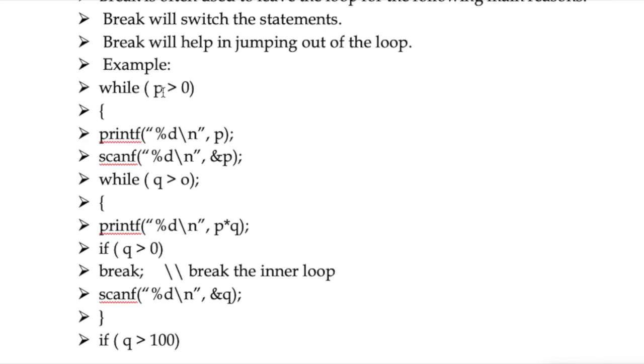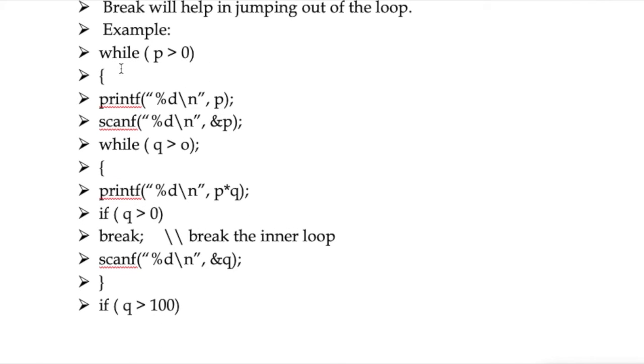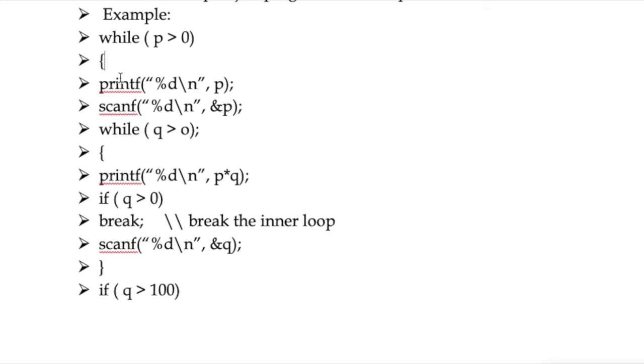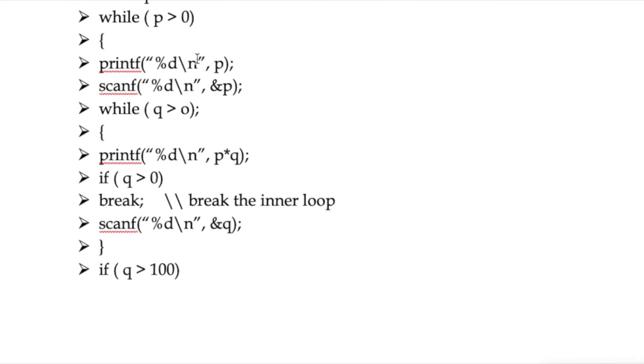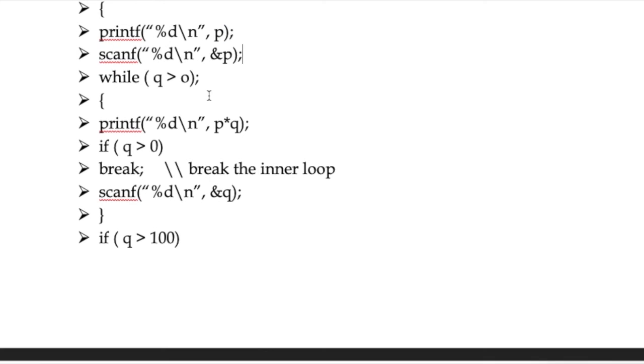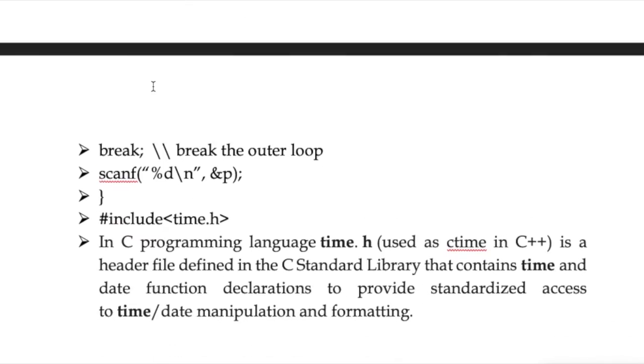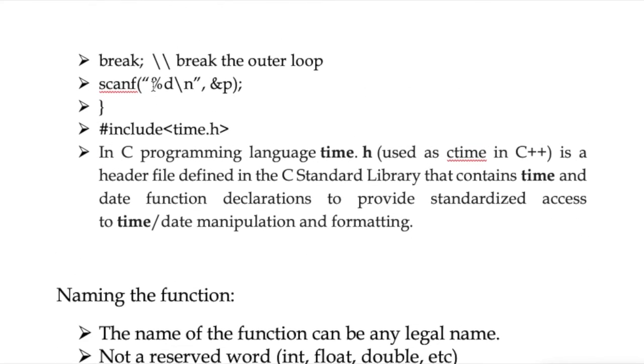This is an example given below, which is a very simple example. While p is greater than 0, our condition is to print percentage d, which is an integer, and address it to p again. This is a very simple example which will not have any output.